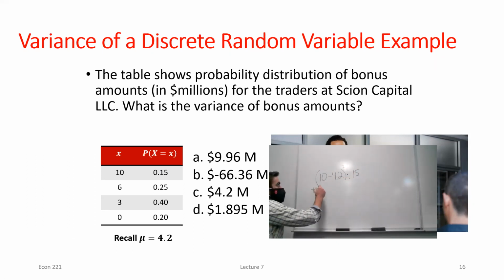I would then add to that the next outcome of 6 minus that mean 4.2 times the probability that I saw 6 occur. Right? I'm just grabbing these numbers from this table. And then 3 minus the mean times the probability I see a 3 occur. And then 0 minus the mean times, what was it, 0.2? The probability that a 0 occurs. Right?